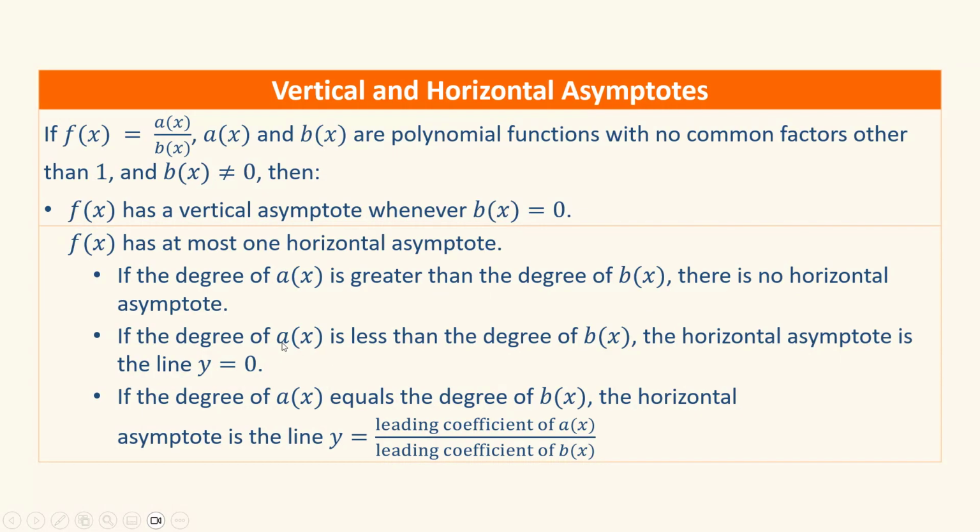If the degree of the numerator is less than the degree of the denominator, the horizontal asymptote is y equals 0. And lastly, if the degree of the numerator is equal to the degree of the denominator, then our horizontal asymptote will be y equals leading coefficient of numerator over leading coefficient of denominator.